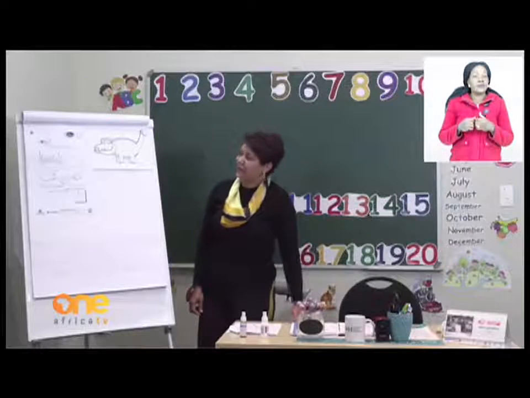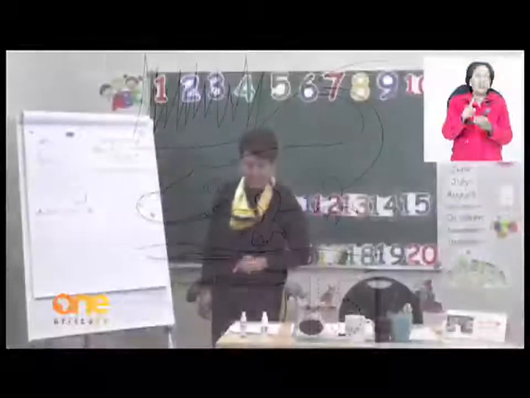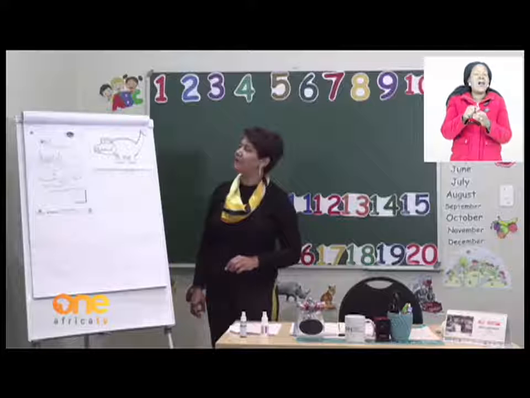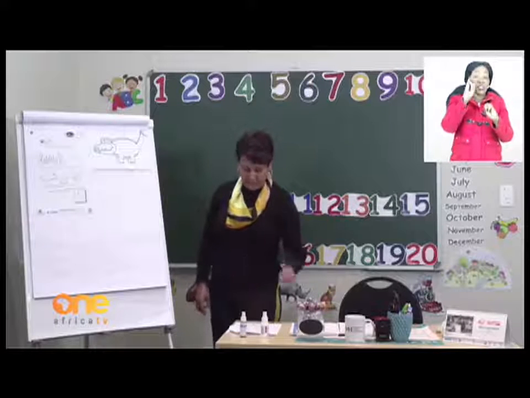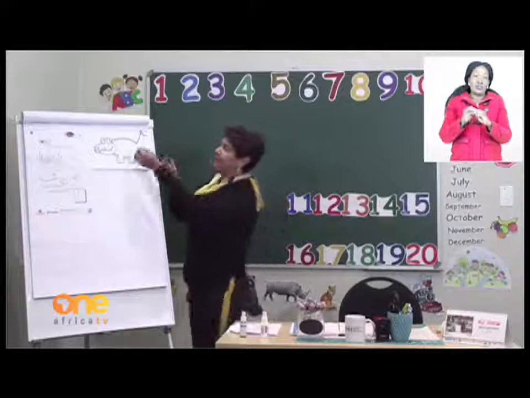Let's turn to page 10 in our workbook. Wow, that is a big crocodile. And let's find out what number is represented there on that page. Let's do the dots. Your instruction is you must draw 15 spots on the crocodile. Well, let's do it together. Let's count and see if we can get 15.